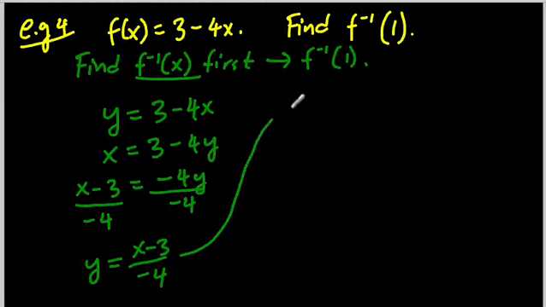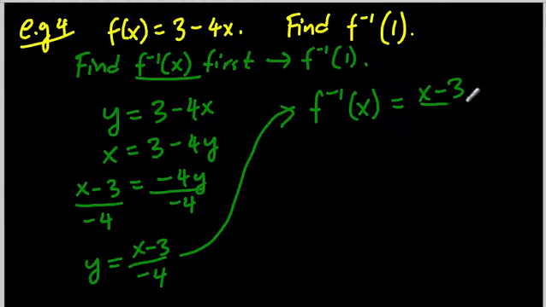Remember, this is not our final answer because first we have to find f inverse of x. So I'm going to write this as f inverse of x is equal to x minus 3 divided by negative 4. Now, that's not what we want. What we're looking for is f inverse of 1, where the input is 1. In this case, what we have is f inverse where the input is x. So we're going to replace that x with the number 1. So if we replace this x with 1, it means we have to replace that x with 1 as well.